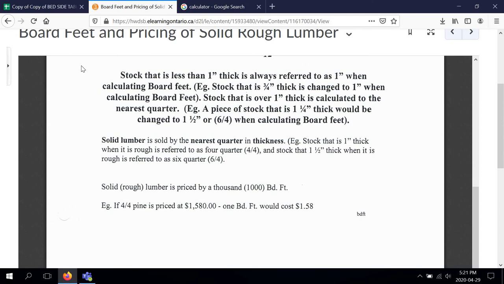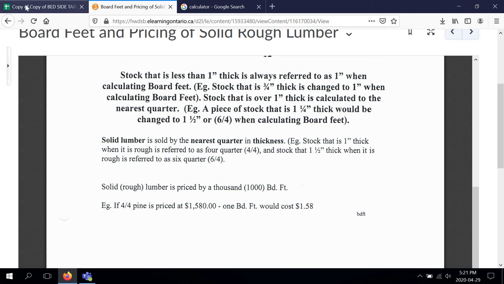And so we only need to purchase the minimum thickness of solid rough lumber in this case, which is 1 inch. Now it says stock that is over 1 inch thick is calculated to the nearest quarter. Example, a piece of stock that is 1¼ inches thick would be changed to 1½ inches when calculating board feet. So that means that the finished thickness in that case is 1¼ inches. So we would have to buy thicker lumber to the nearest quarter, which would be 1½ inches upwards, so that could be jointed and planed down to 1¼ inches.